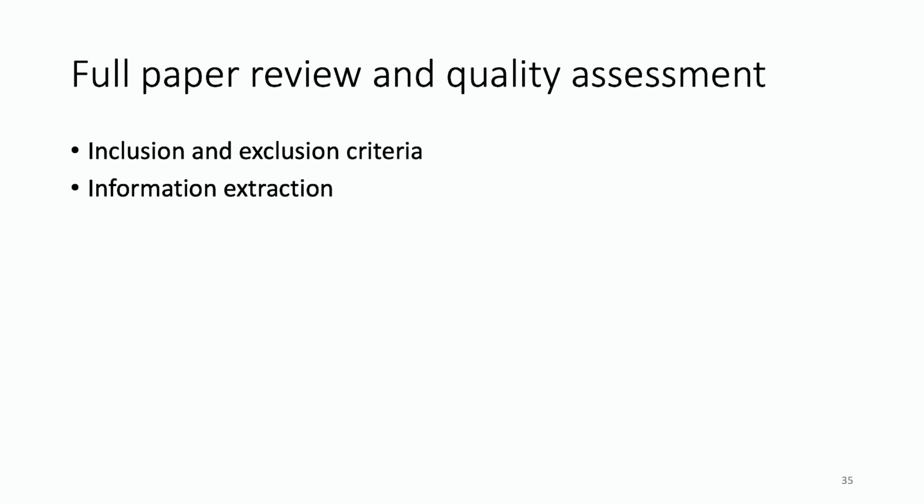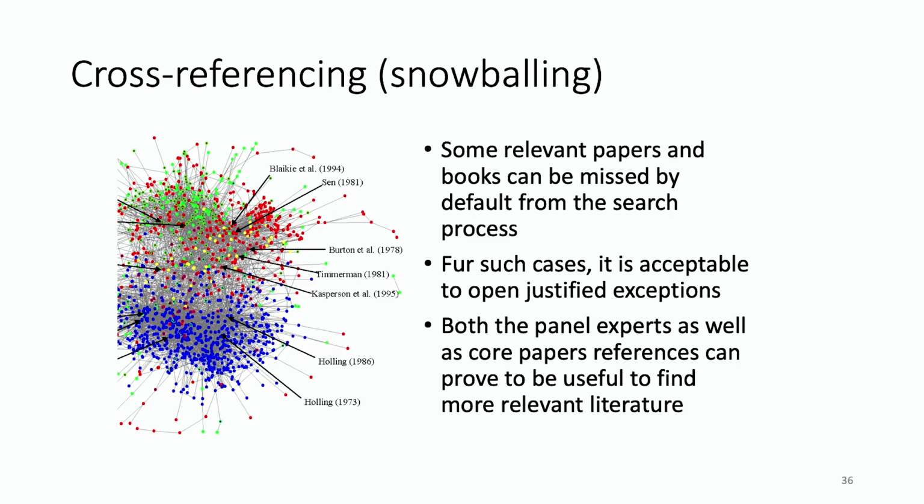Now, when you read the full paper, you need to apply this quality assessment. So you need to apply the inclusion and exclusion criteria that you defined in your protocol, and you need to apply your information extraction. So you're basically filling up a form for each one of the papers that you read, and that form needs to be relevant to your review questions.